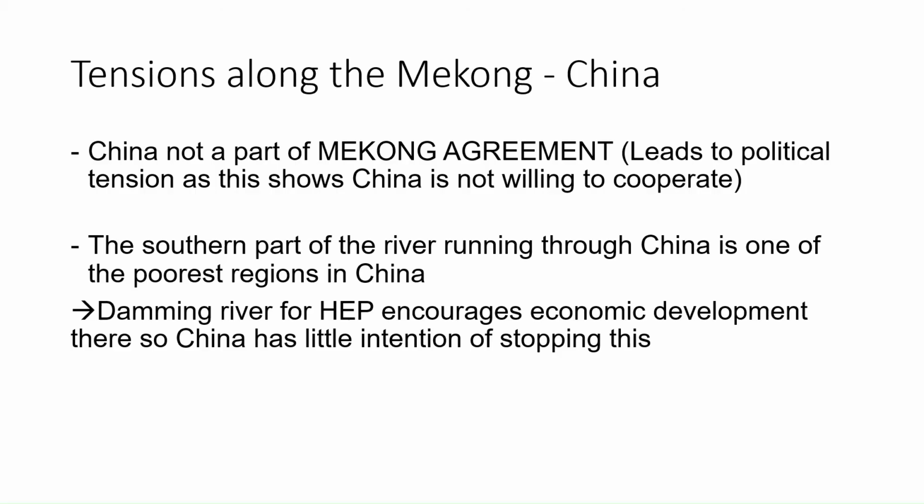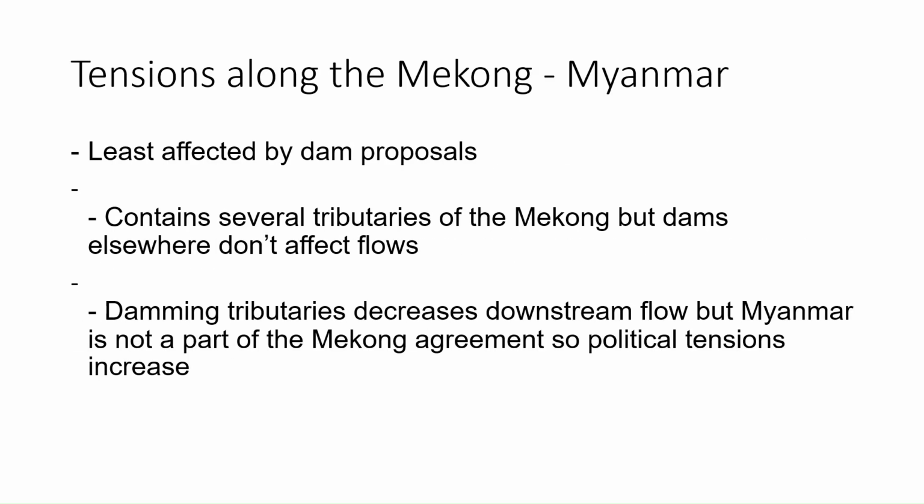And another big thing to note is that the southern part of the river running through China is actually one of the poorest regions in China. So China have a massive incentive for damming the river in the southern region for hydroelectric power to encourage economic development. So it really shows that China have little incentive to stop, and they probably will have no intention of stopping dams. And then let's talk about tensions along the Mekong caused by Myanmar.